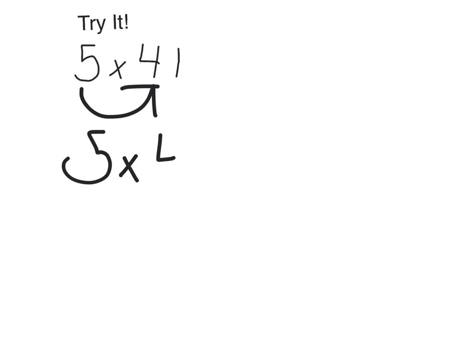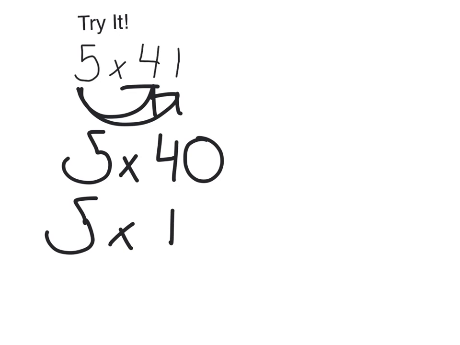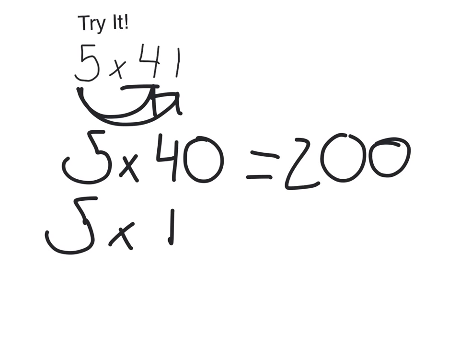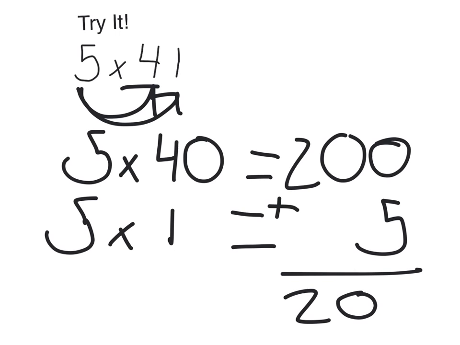Try it. 5 times 41 is equal to 5 times 40 and 5 times 1. 5 times 40 is equal to 200 and 5 times 1 is equal to 5. When we add the two together, we get 205.